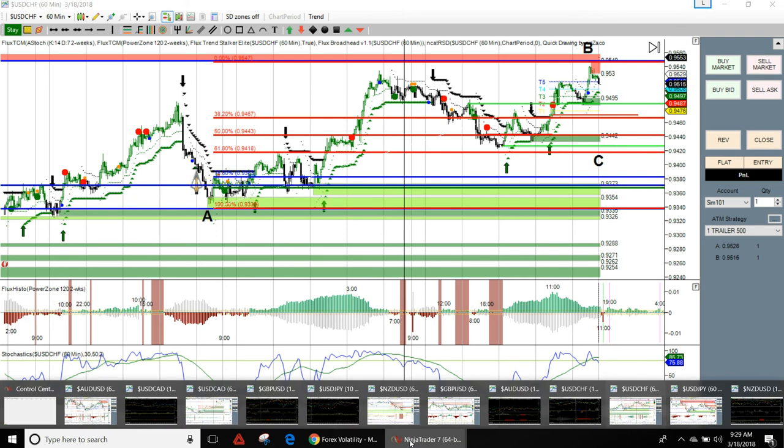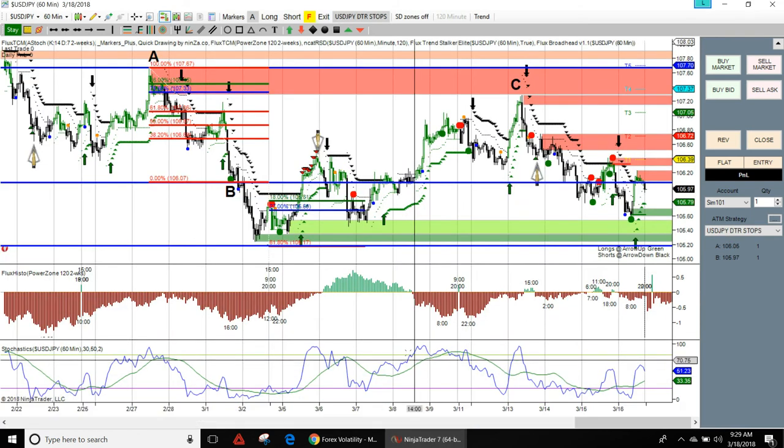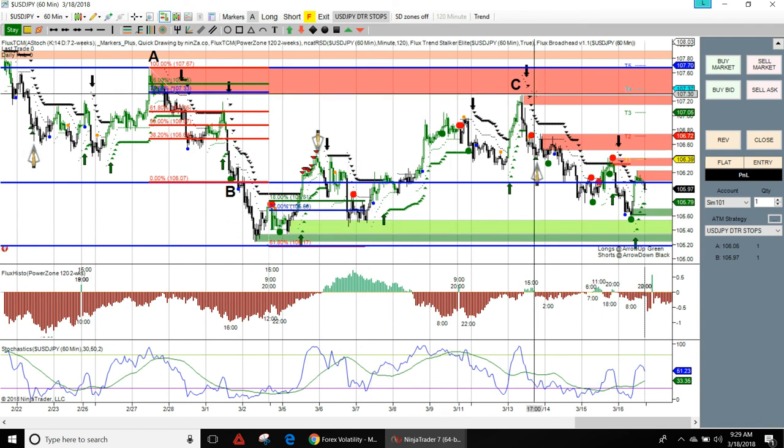All right. Next up is going to be US Dollar JPY. Really didn't do much. It pulled back this week. It bounced off of here, went up, and made a higher C, which was here. I think when I did the video, it was like 107.04 or something like that. I think we were right about here.